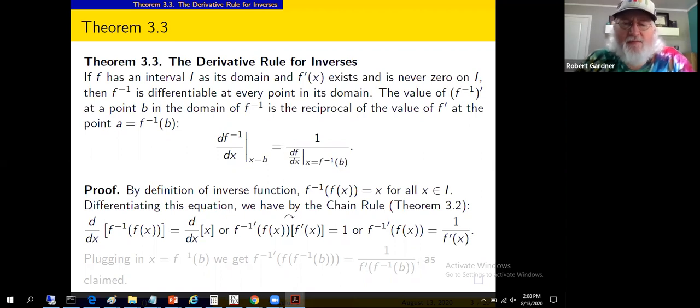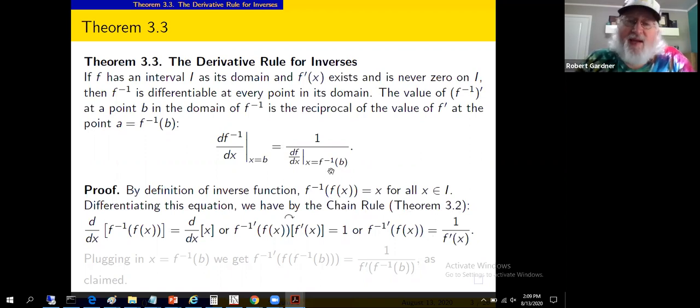If we rearrange that, divide both sides by f prime of x. Notice there was a comment up here in the hypotheses that f prime of x is never 0. Good thing, because we're about to divide by it. So that's why that's a hypothesis. So we get the derivative of the inverse function evaluated at f of x equals 1 over f prime of x. Effectively, that's what this theorem says. And the proof of it is so easy. You just take this definition of inverse function and differentiate using the chain rule, and it produces this.